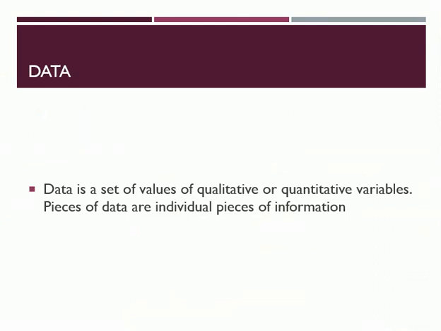So first of all, starting from the course, we have to understand what our data is. Data is basically a set of values that can be qualitative or quantitative variables. It can have different pieces of data that include individual pieces of information. This information can come from many different sources and can be stored in many different forms. So in this course we will analyze many different forms of data, and also what we can do with the data and how to understand it in a proper format to visualize it.